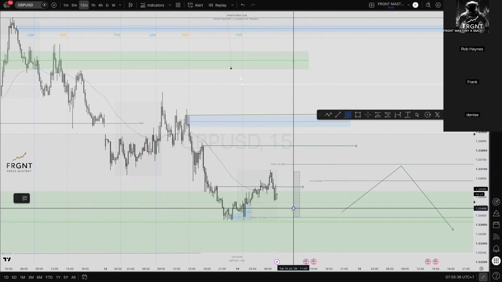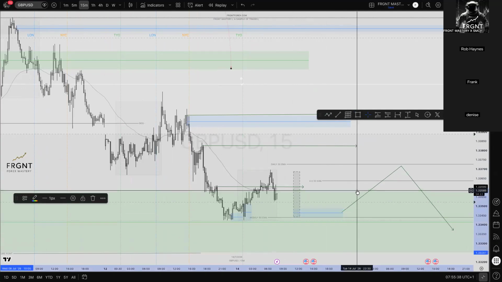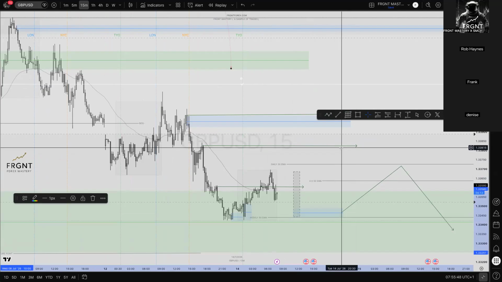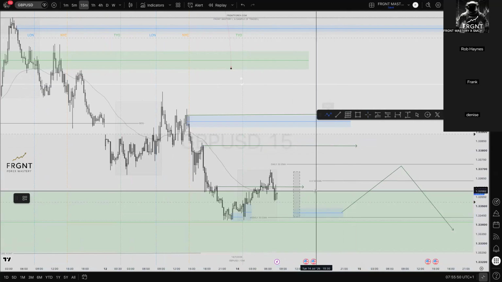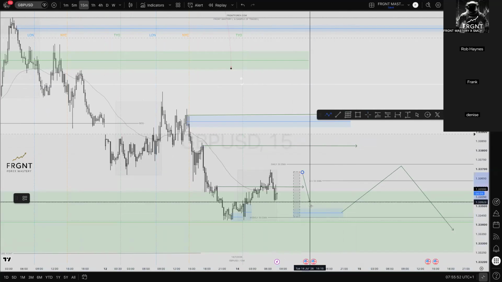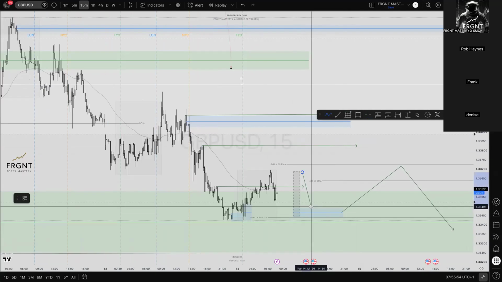A bullish engulfing candle will always allow you to select a 15-minute order block. Or just to simplify, a bullish or bearish engulfing candle on any time frame will allow you to select the order block on the time frame that you're looking at. So a bullish engulfing candle on the 15-minute time frame will deliver you with an order block to select on the 15.